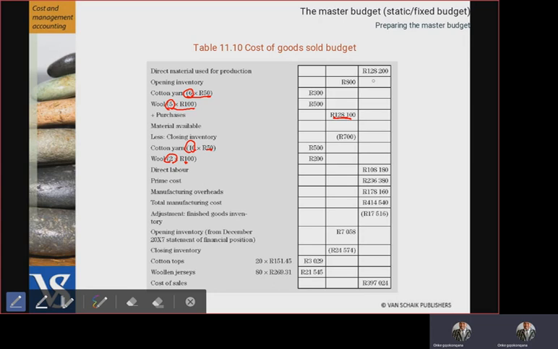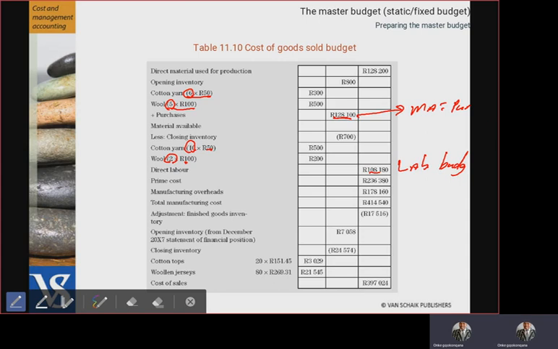Then we add direct labor from the labor budget. That's where you'll have 108,180. So this is from the labor budget, you've taken it from there. And it gives you a prime cost of 236,380. And this one we say is from material purchase.